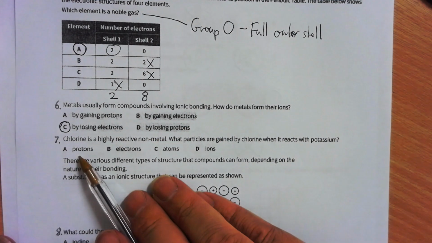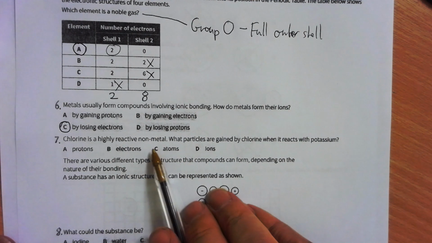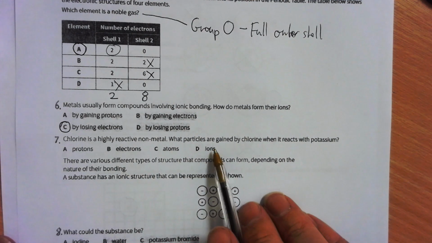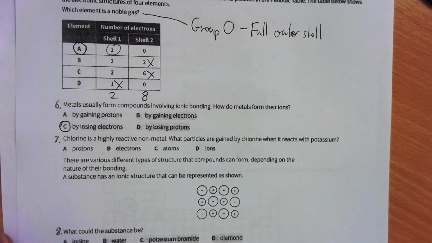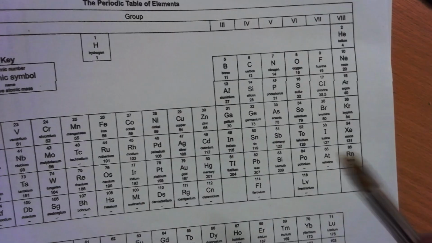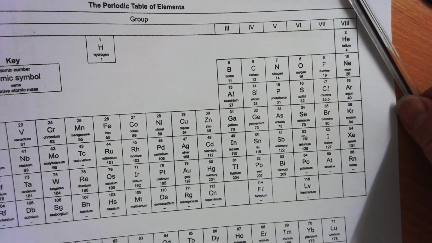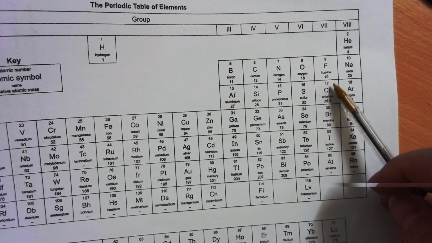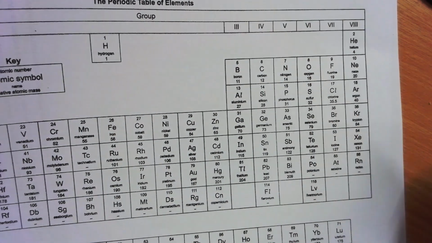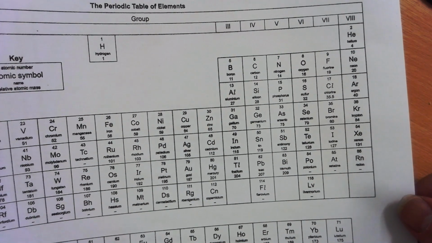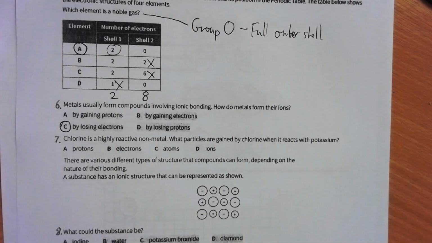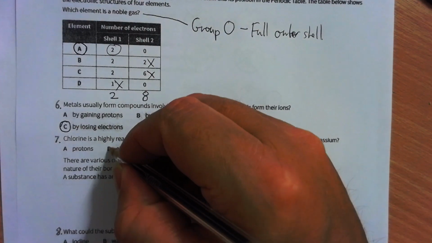So question number 7. Chlorine is a highly reactive non-metal. What particles are gained by chlorine when it reacts with potassium? So the non-metals on the periodic table are all on the right hand side, which means that they have almost full shells. So the best way to have a complete outer shell, to fill the outer shell, is to add electrons. Electrons, remember, are negative. So we know that it will gain electrons.